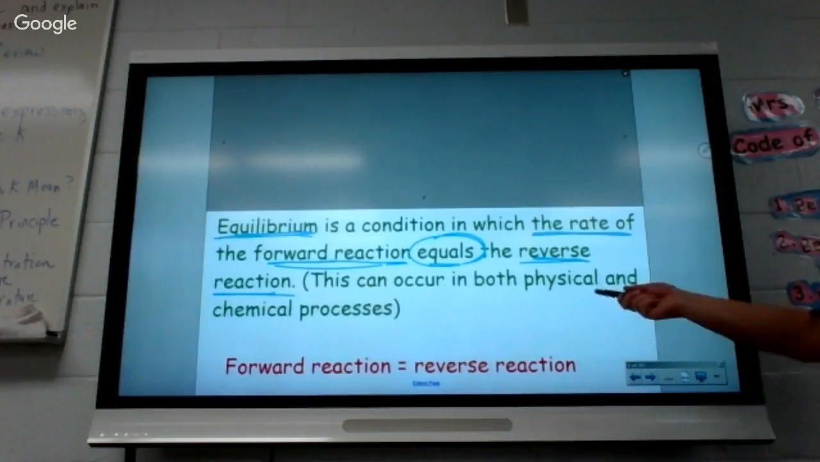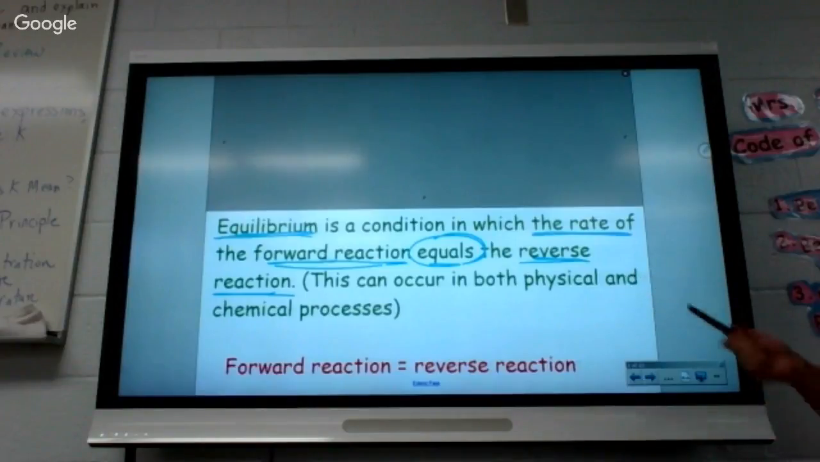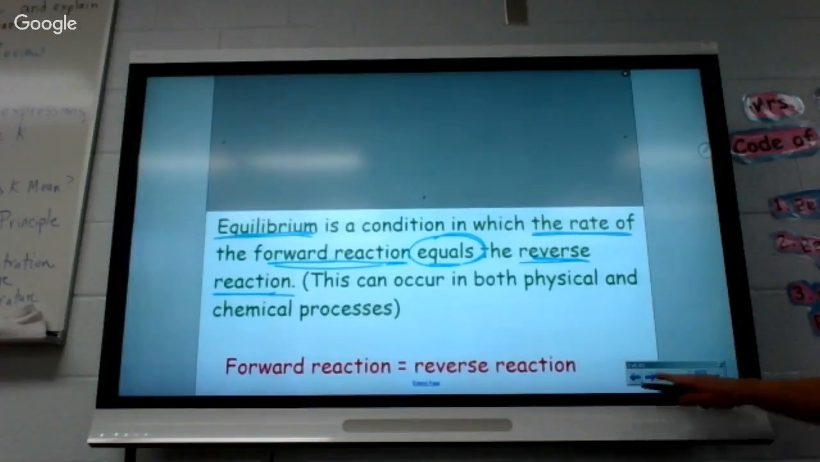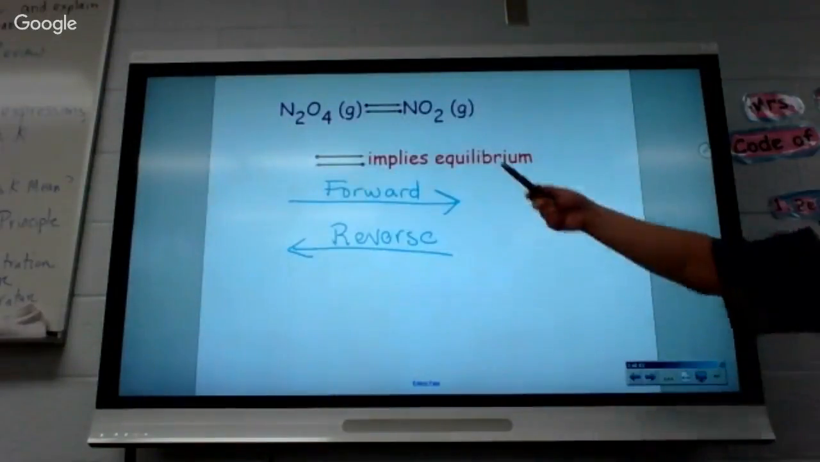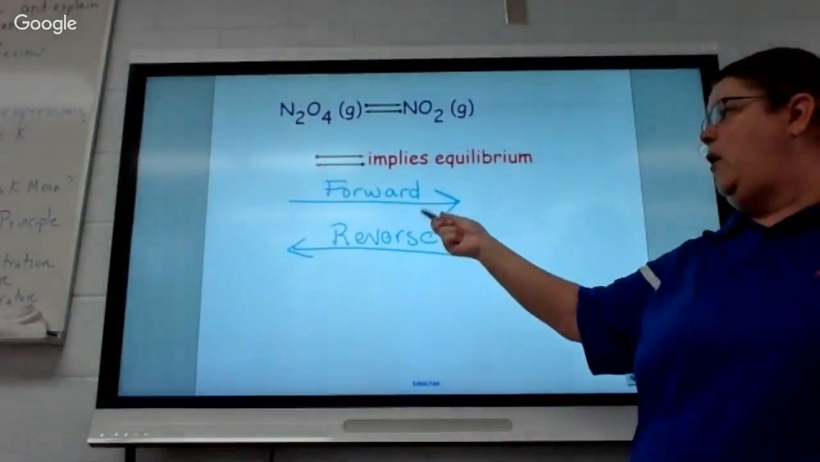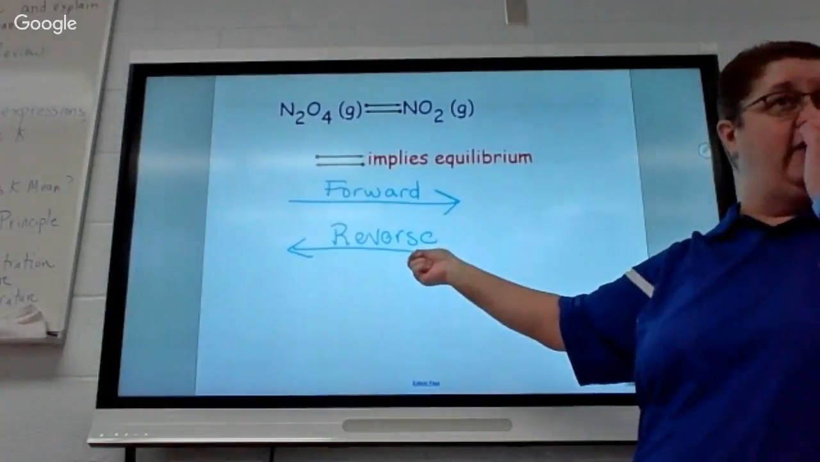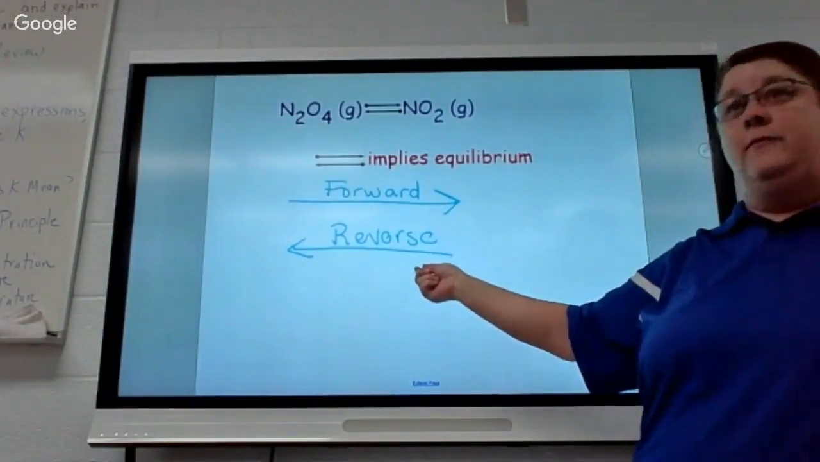Now, again, I highlighted it can happen in a physical and a chemical process, because some of you got this question wrong on some quiz in the last 3 quizzes. You told me it could only be physical, or you told me it could only be chemical. It's both chemical and physical processes. Are we caught up? All right, the next one you don't even need. We already talked about the 2 arrows. Everybody good with forward and reverse? If you're not going to remember that, write that down.